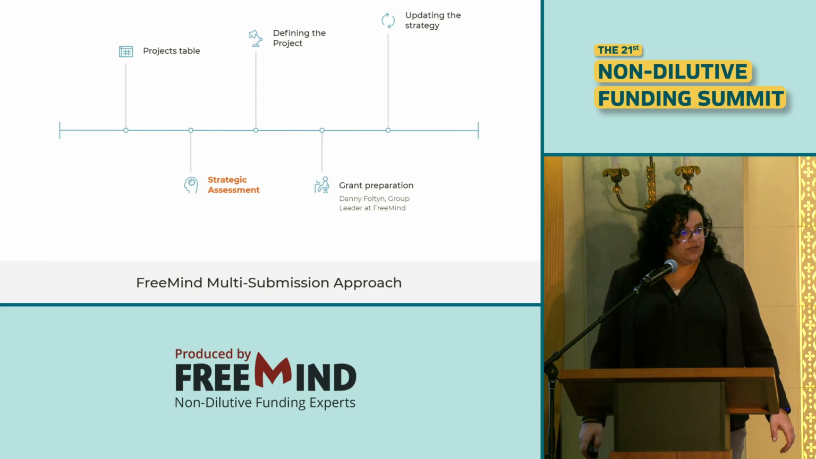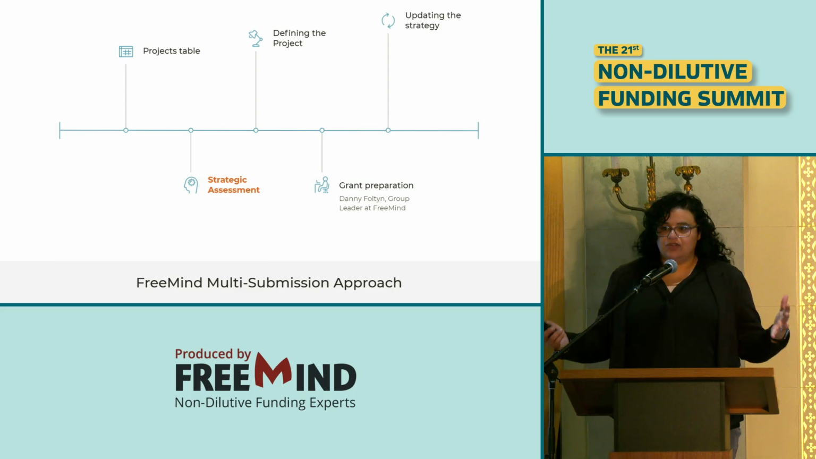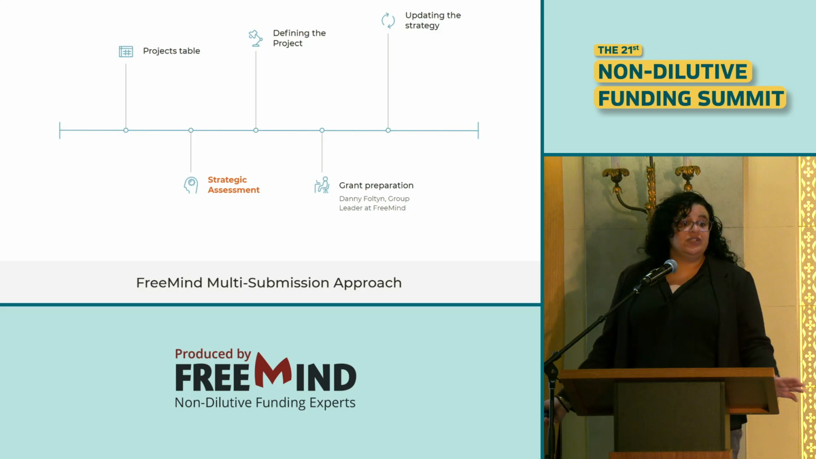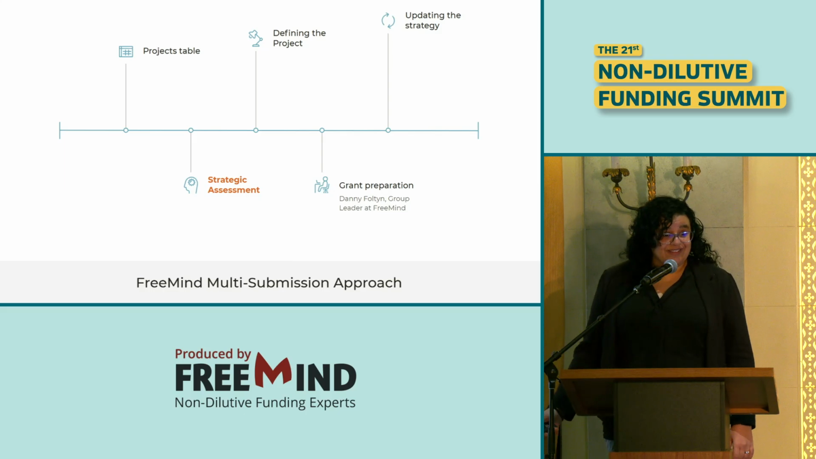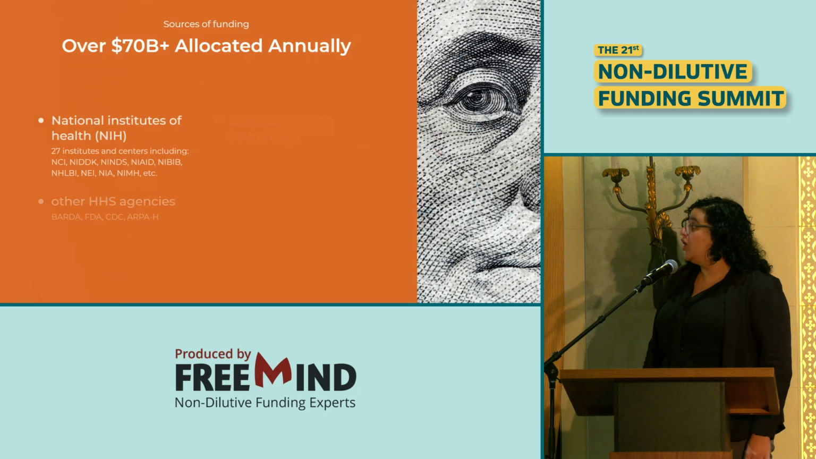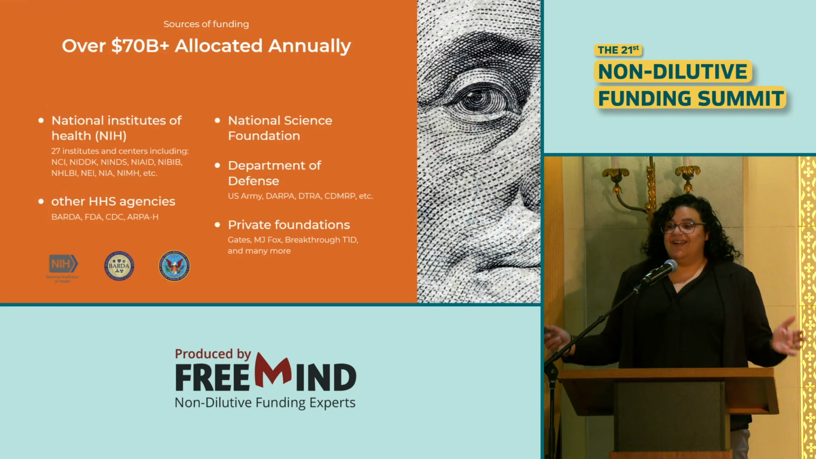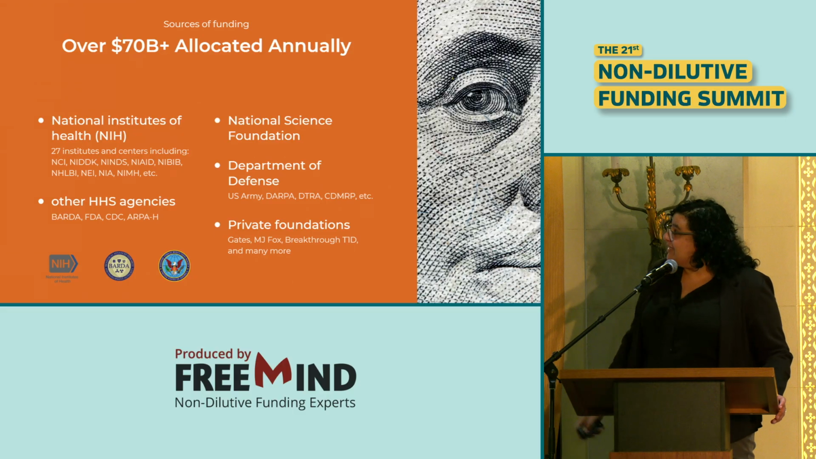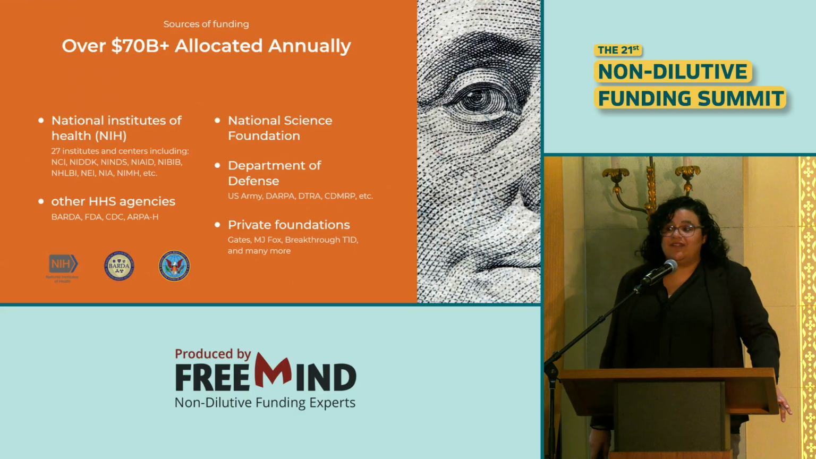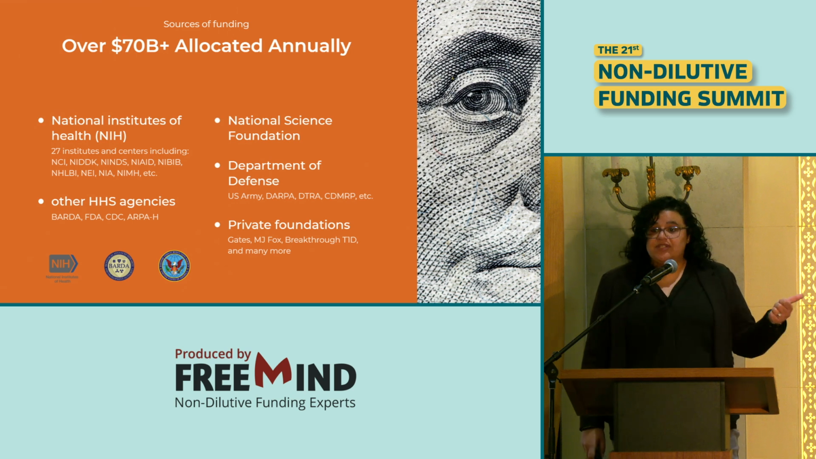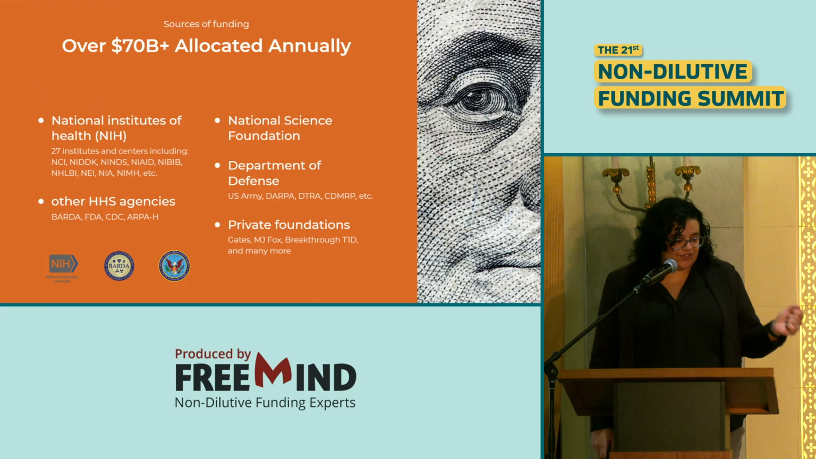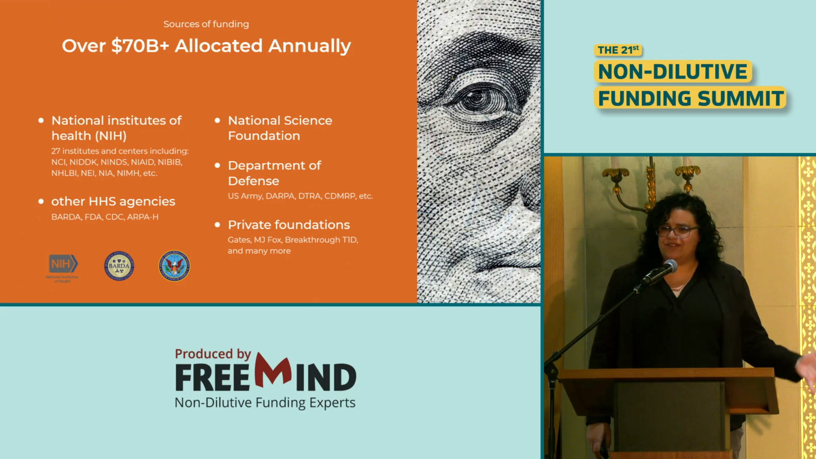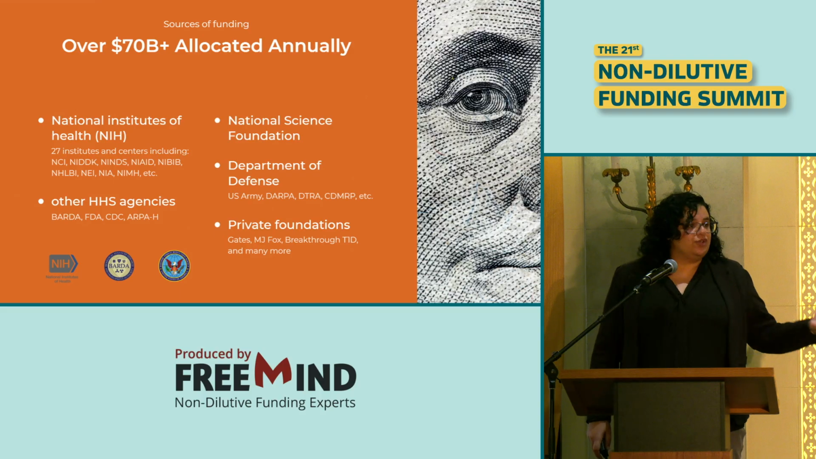Once we've understood all the projects, what we need to do is to find the opportunities. And this is the hard part, basically, because there are too many. At the end, there are more than $70 billion allocated annually to non-dilutive funding. So you have the National Institute of Health, the National Science Foundation, the Department of Defense, private foundations, and other agencies.